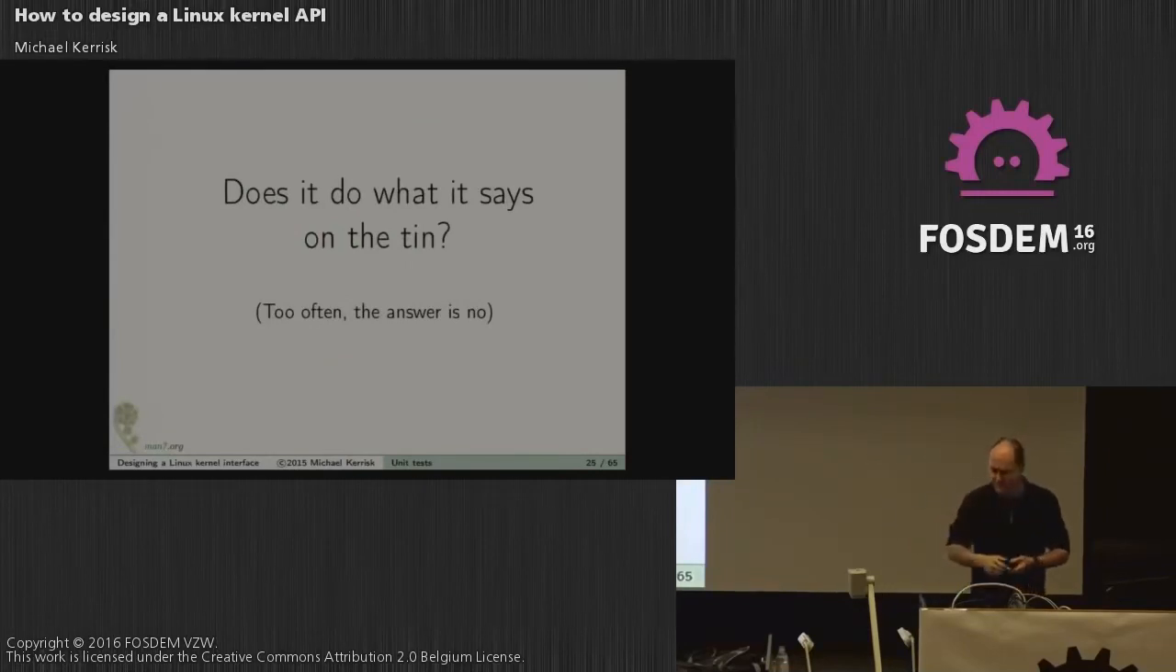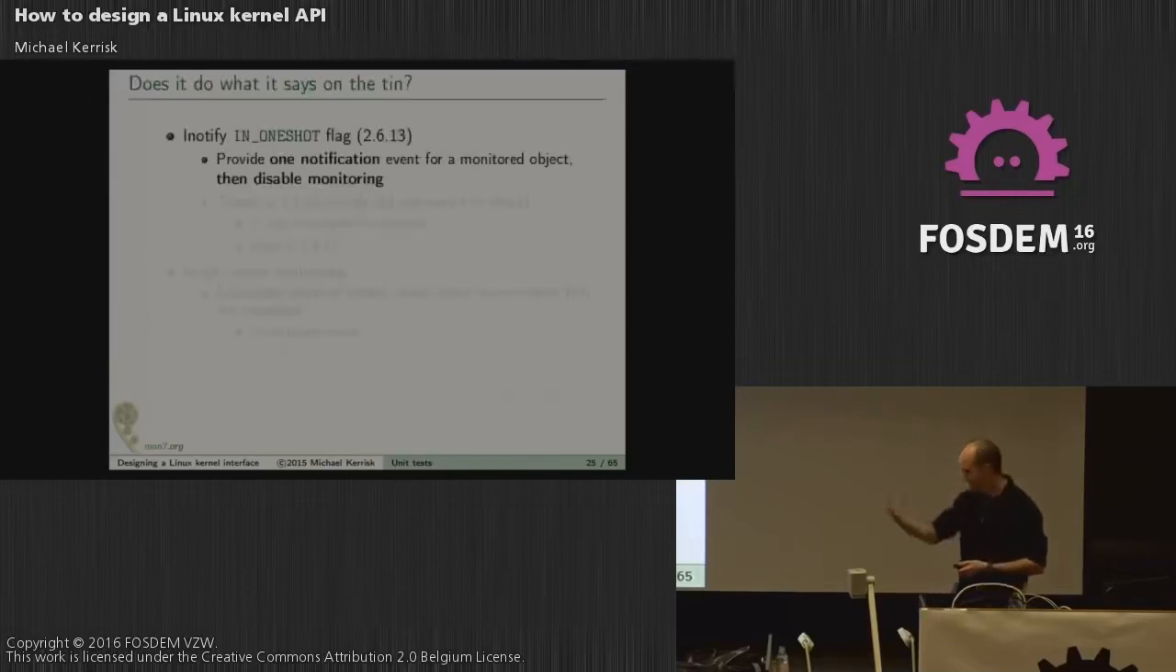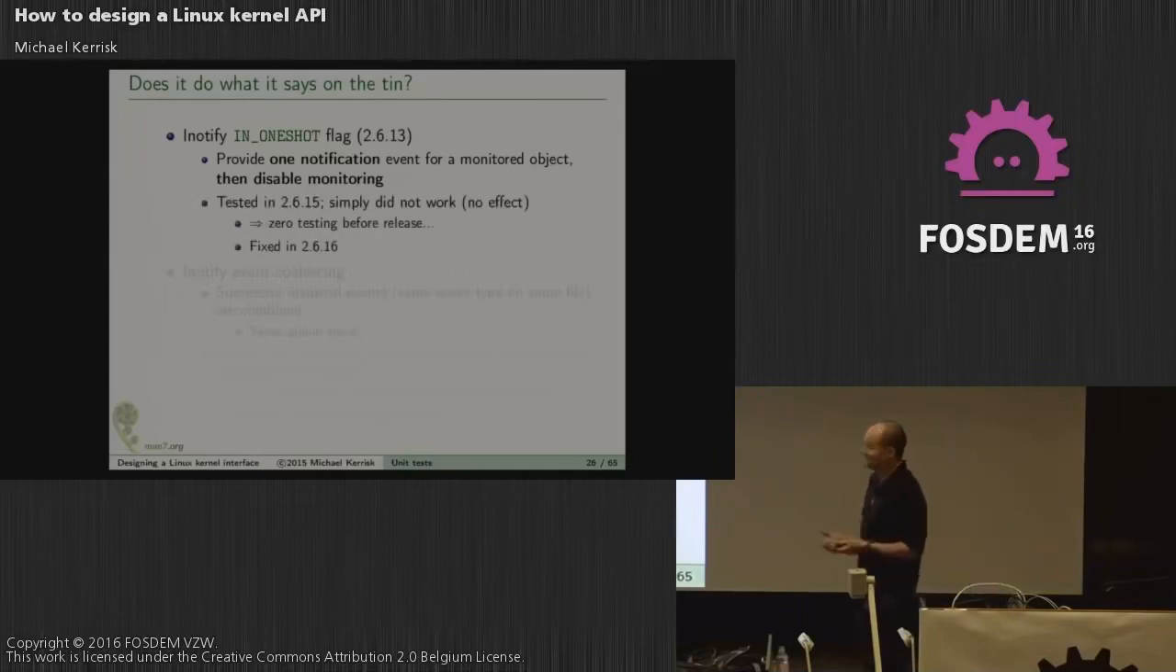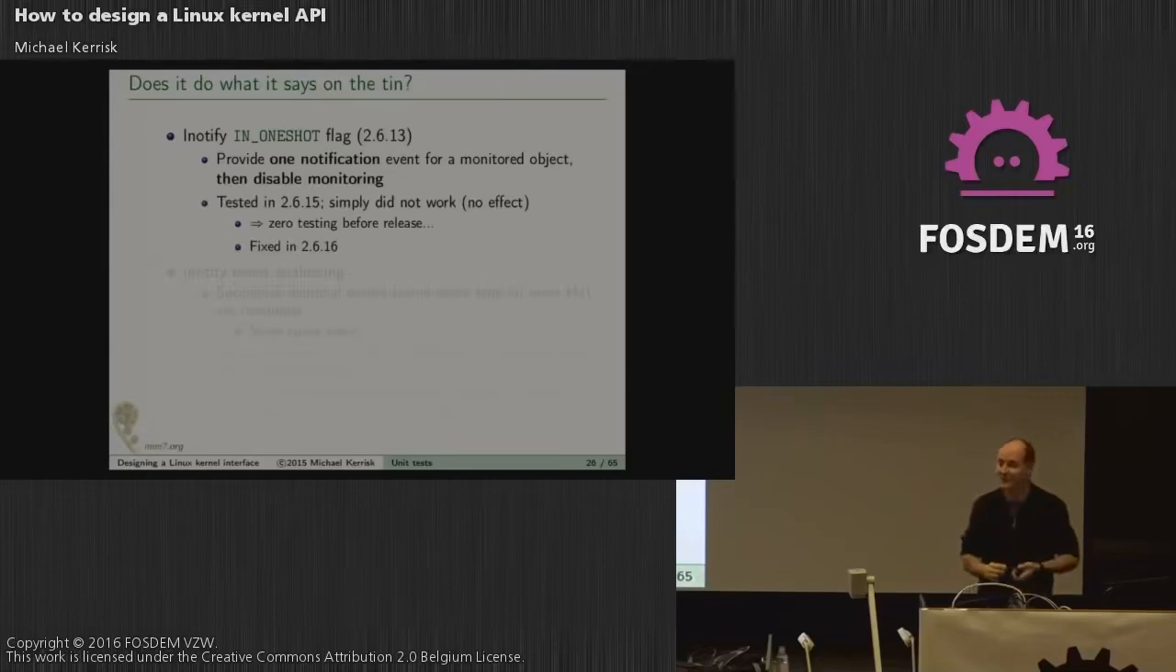So we get regressions, but also we get things that are going out the door and they don't even do what it says on the box, what it says on the tin. Something's supposed to do something. Does it actually work? Well, IN_ONESHOT, again, one-shot notification, inotify was released in 2.6.13. Give me one notification on a file system object and then disable monitoring. It actually didn't work. If you just tried it, it had no effect.